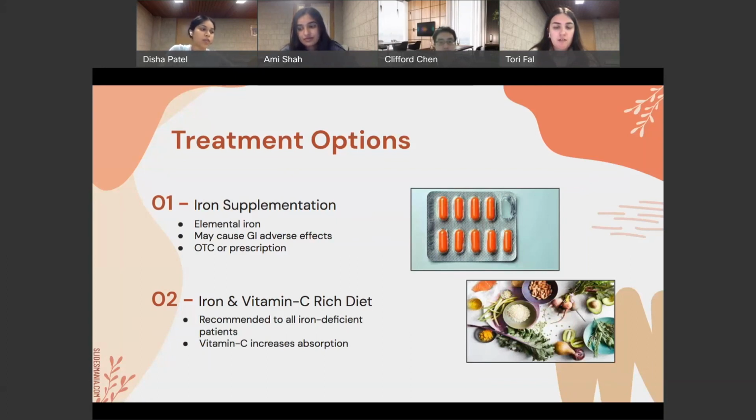A change in diet is usually advised to all patients with iron deficiency anemia. As mentioned in the previous preventative measures slide, there are various foods that are rich in iron. To increase iron absorption from these foods, vitamin C consumption is advised. Like I mentioned previously, orange juice has a high amount of vitamin C. And as mentioned previously, coffee and tea would decrease iron absorption.